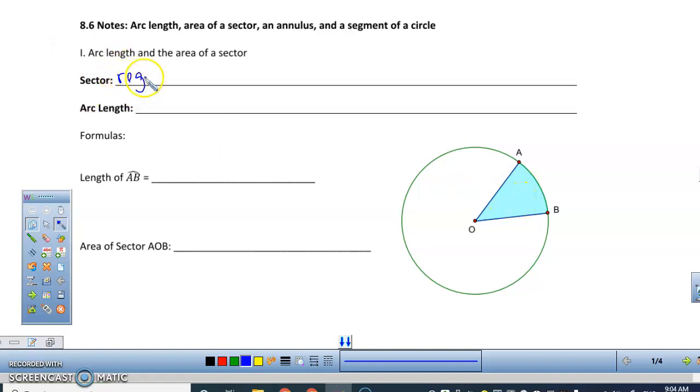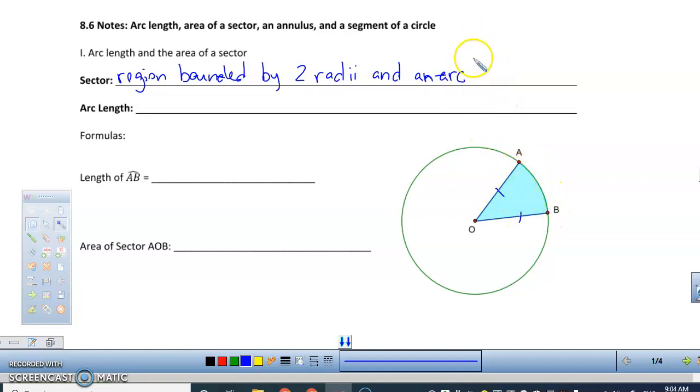Officially, that is the region bounded by two radii, right here and right here, and an arc, which is that arc AB. So that region is called a sector. We sometimes just think of it as a piece of pizza. But it is a portion of the area of the whole circle.